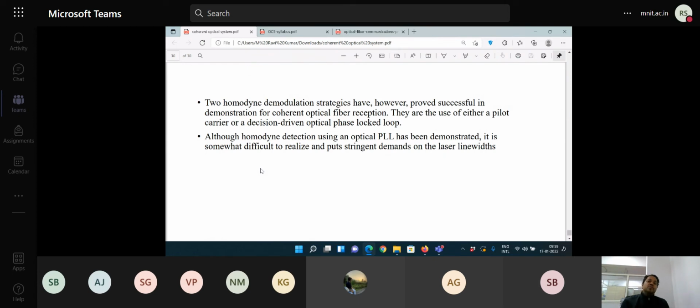In homodyne demodulation strategies, there's the use of a pilot carrier, which can improve the reliability of the system, or it can also be an optical phase lock loop. So any of these two can be used to get the desired data transmission capability.